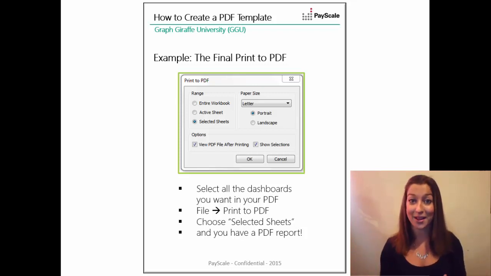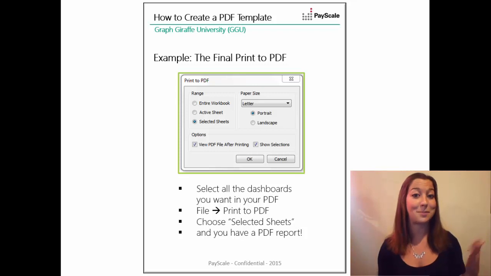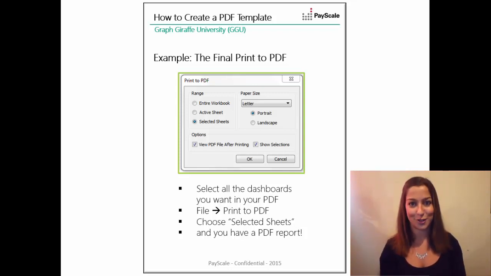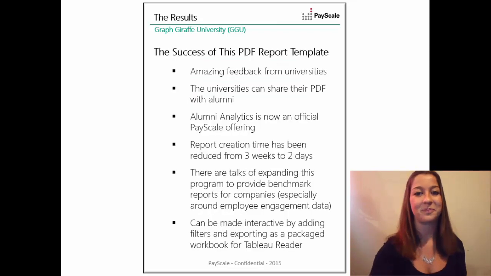Therefore, once I overwrite my underlying data file, all I have to do is open up my Tableau template workbook, file, print to PDF, entire workbook, and in one click, I have a 54-page document that is university specific.